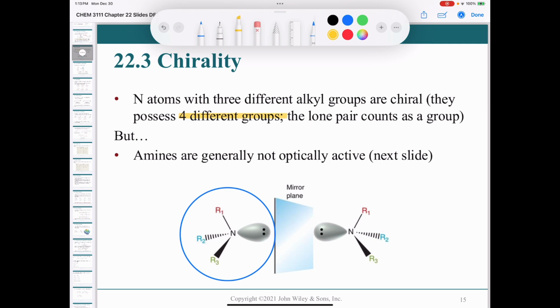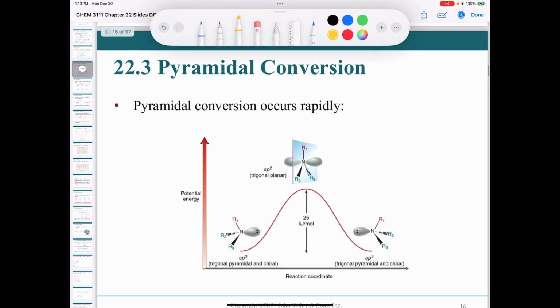So if we take a look on the next slide, you see here that the pyramidal conversion occurs very rapidly. So it says down here, we have a trigonal pyramidal and it's chiral, and over here it's trigonal pyramidal and it's chiral. But the barrier to inversion between these two is only 25 kilojoules per mole. And so the idea is that these two rapidly interconvert at room temperature. And so it essentially makes kind of like a racemic mixture in a way. And so the compound, or the nitrogen overall, is going to be achiral, right? It's not going to rotate plane polarized light, again, because this barrier to inversion is so low.